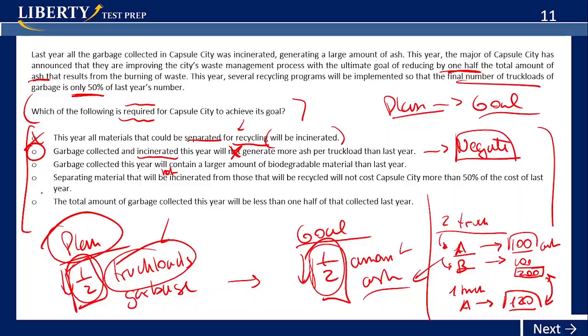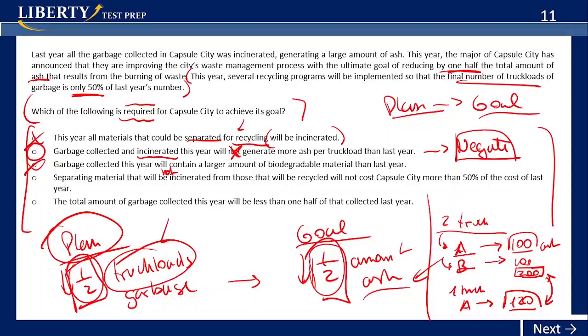So that's out, not necessary. Letter D, separated material that will be incinerated from that material that will be recycled will not cost Capsule City more than 50% of the cost of last year. Now here we're talking about cost, money necessary for Capsule City to implement this program. But the conclusion here is not focused on the cost. It's focused on the goal.